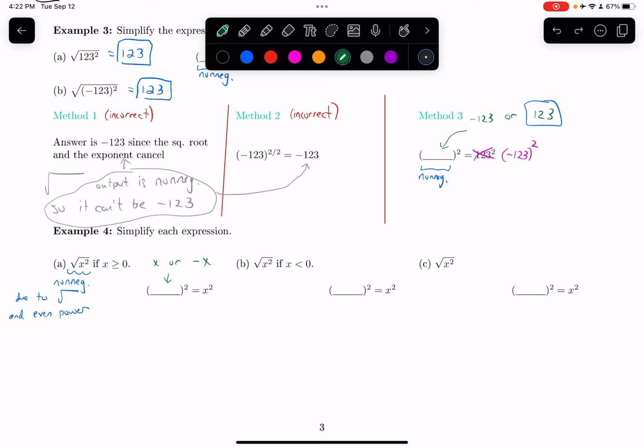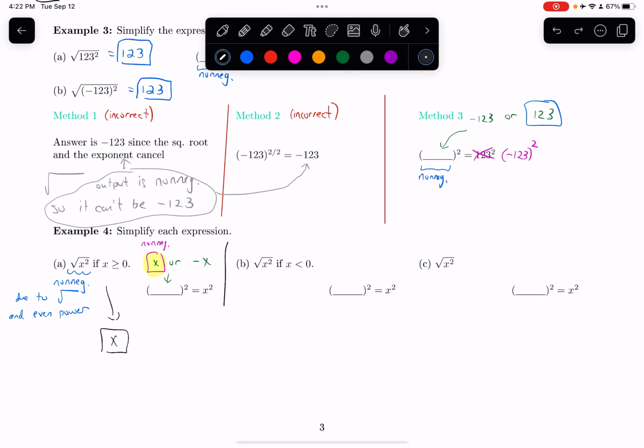I'm given that x is greater than or equal to 0. In other words, x is non-negative, so x is a number like 2 or like 7.5. Given that, which one of these answer choices is non-negative? The non-negative one, which I'm going to highlight, is the x. So in part A, my answer is just x. It simplifies to just x. Another way I can see that is that because my base is non-negative, I am allowed to do the cancellation between the square and the square root.